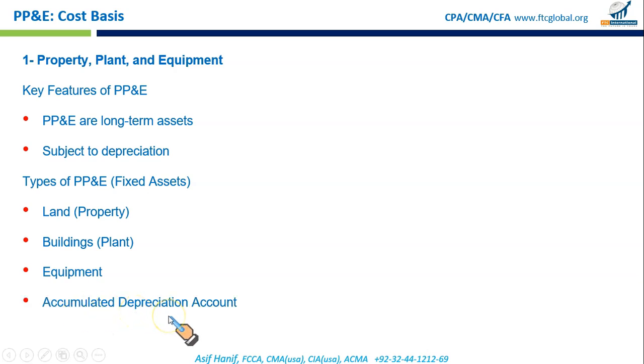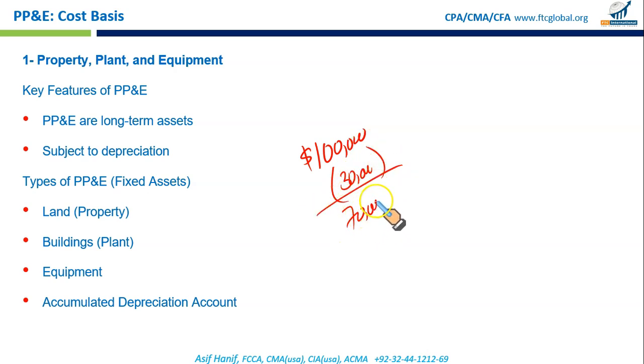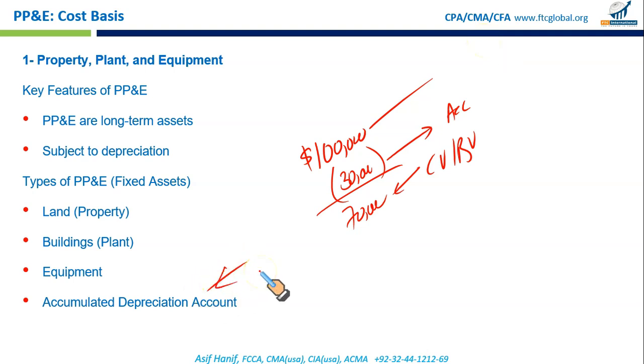Accumulated depreciation account, sometimes called provision for depreciation account. This is a contra asset account, just like allowance for uncollectible accounts. Like if the cost of your asset is, let's say, $100,000 and the depreciation charge so far on that particular asset is, let's say, $30,000, then $70,000 is what you call the carrying value or the book value. This $30,000 is the accumulated depreciation. This is the cost. We'll discuss this as we go along. So basically, this account shows you the total depreciation that has been recorded against that particular asset or the group of assets. We'll see it in detail.